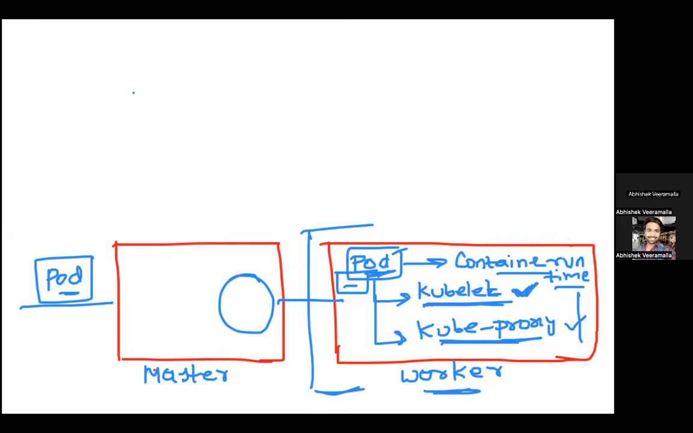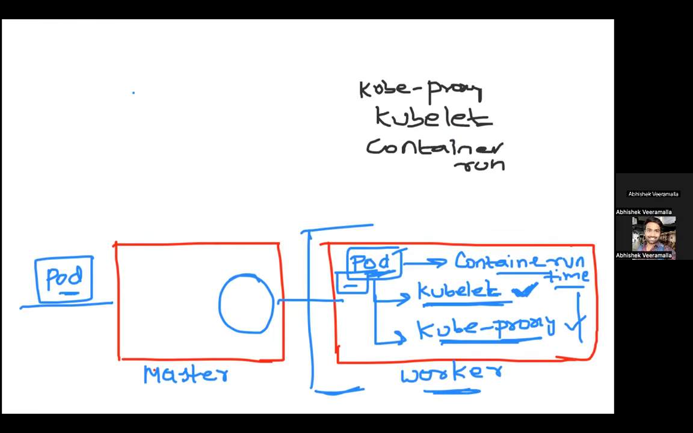let's write them. So those three components are nothing but kube-proxy, kubelet, and something called the container runtime. Okay, and you should be practically able to explain the purpose of each of them as well. So that's the reason why I took Docker as an example, so that you guys understand it.